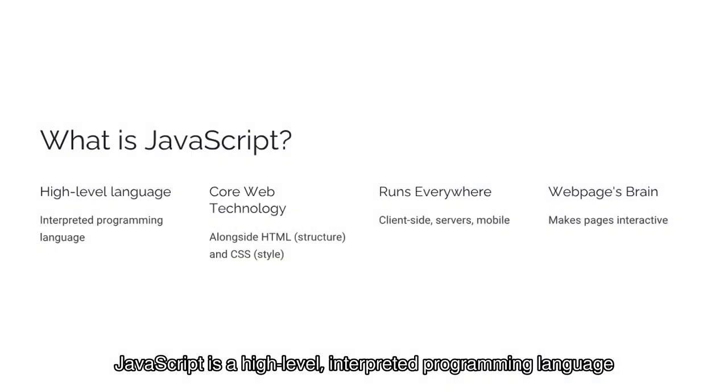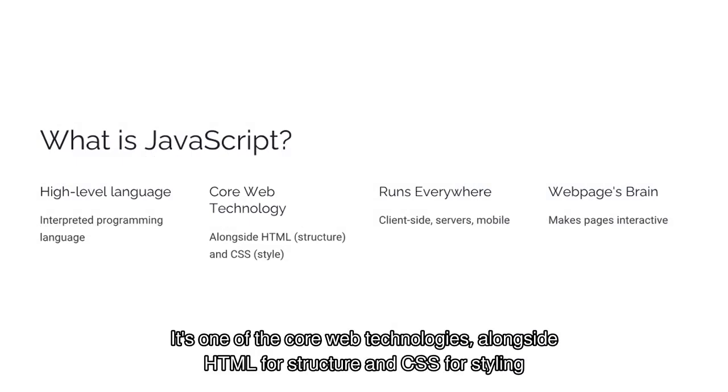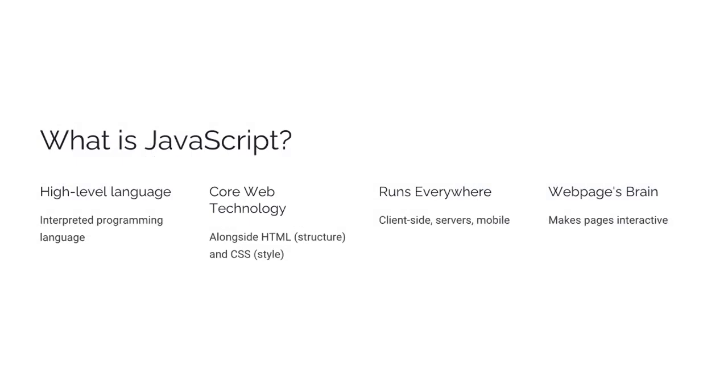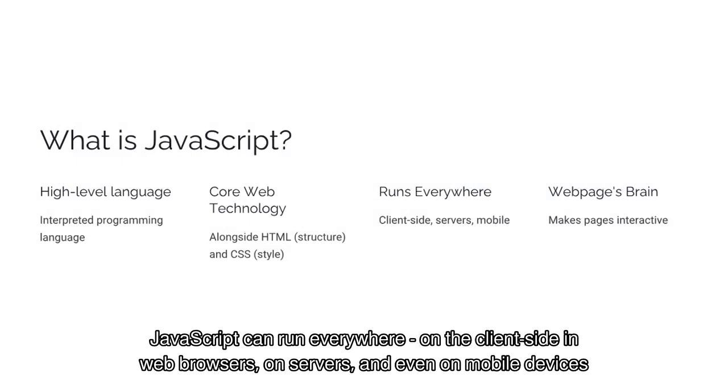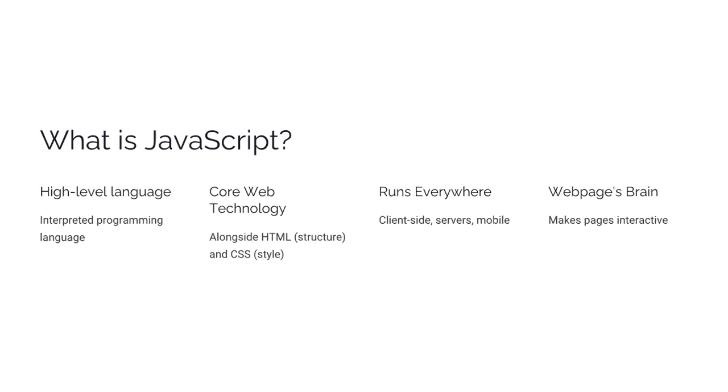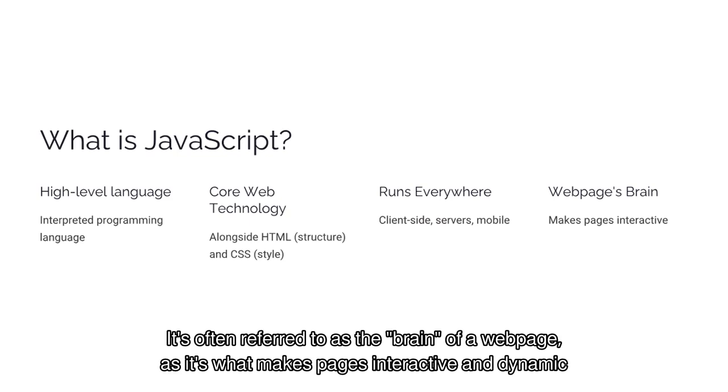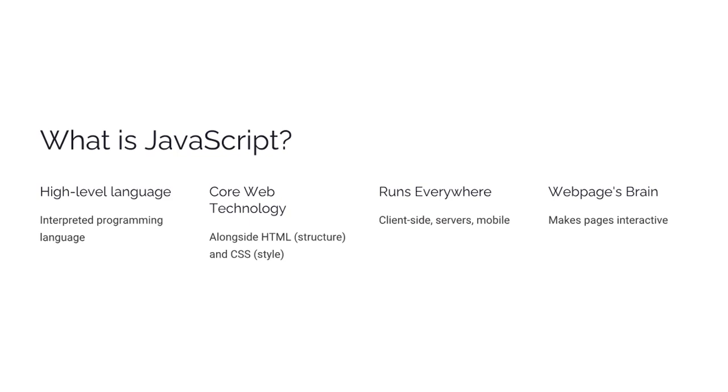JavaScript is a high-level, interpreted programming language. It's one of the core web technologies, alongside HTML for structure and CSS for styling. JavaScript can run everywhere: on the client side in web browsers, on servers, and even on mobile devices. It's often referred to as the brain of a web page, as it's what makes pages interactive and dynamic.